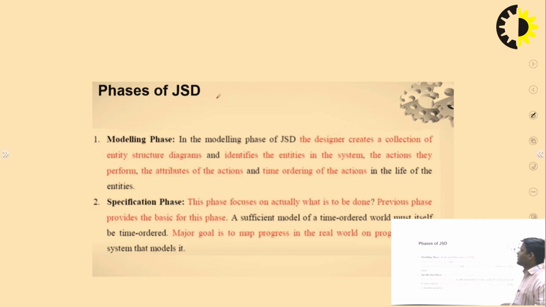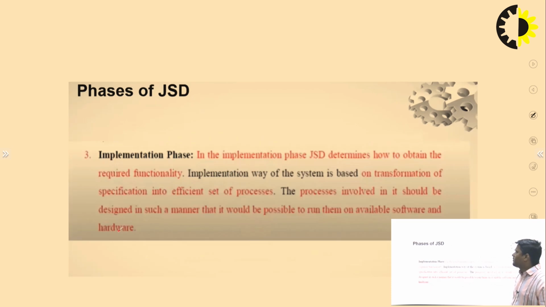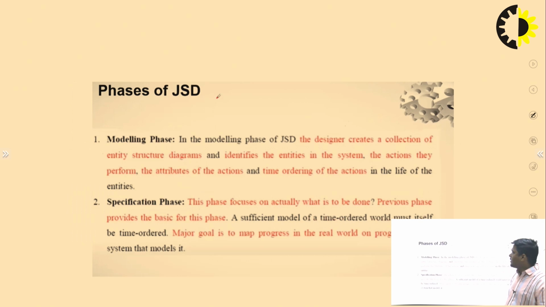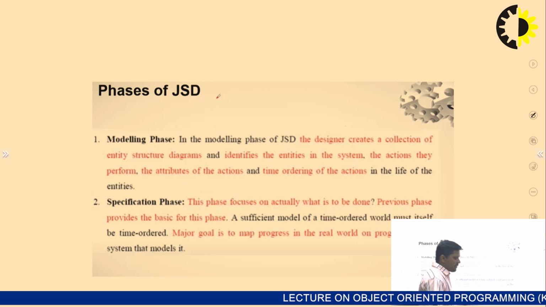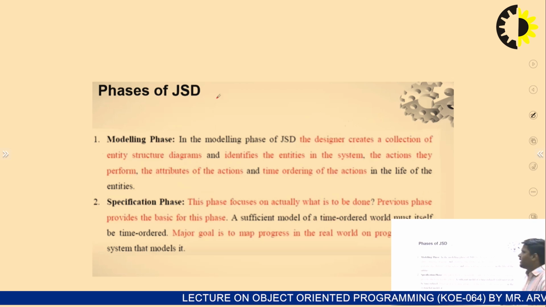Some basic phases of JSD: what are the phases? First is the modeling phase, then the specification phase, and the implementation phase. In the modeling phase of JSD, the designer creates a collection of entity structure diagrams and identifies the entities in the system, the actions they perform, the attributes of the actions, and the time ordering of the actions in the life of the entities.